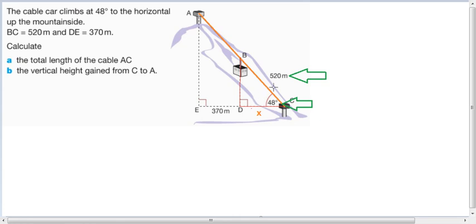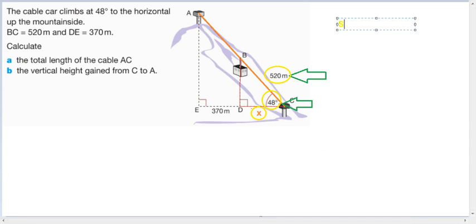So the relation that we're gonna use must include 520 meters, the angle, and of course the adjacent side, because this side is touching the angle that we are using. Alright? Just to remind you, we have SOH CAH TOA.